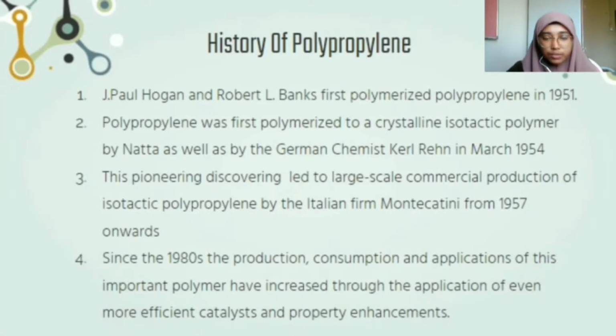This pioneering discovery led to large-scale commercial production of isotactic polypropylene by the Italian firm Montecatini from 1957 onward. Since the 1980s, the production, consumption, and application of this important polymer have increased through the application of even more efficient catalysts and property enhancement.